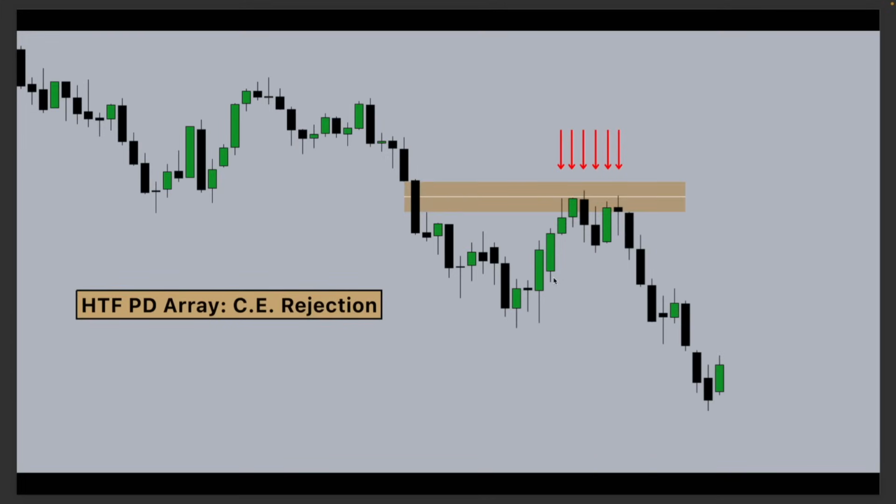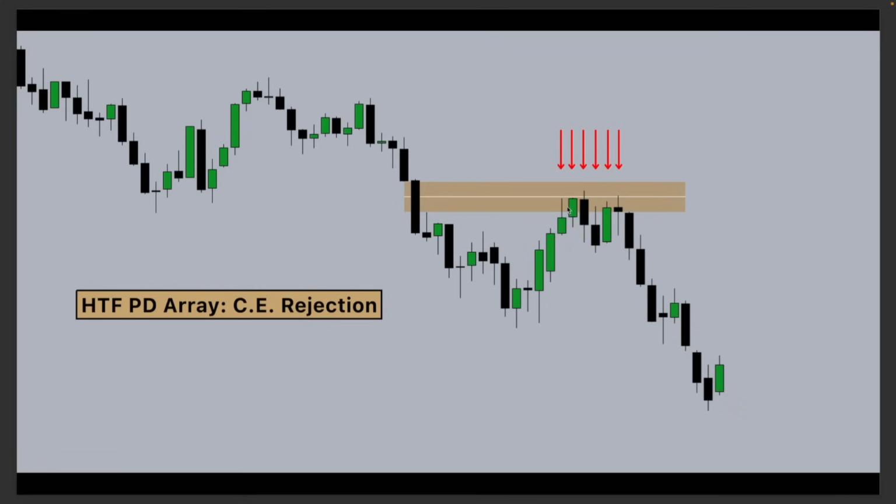And lastly, for the consequent encroachment examples, this is ES daily chart. You guys probably recognize it if you have been following price as of recent. This is a daily SIBI. Okay, so a higher time frame PD array. What has order flow been in this example? Bearish, right? So once price comes back up to this premium inefficiency, this premium higher time frame PD array, what do we want to monitor?